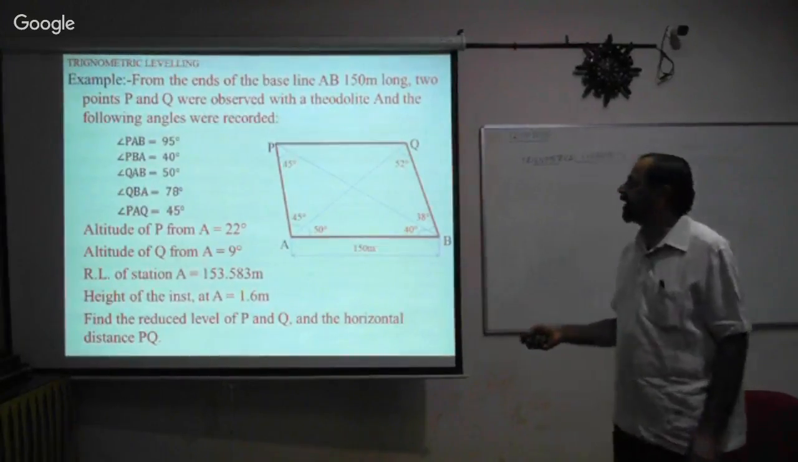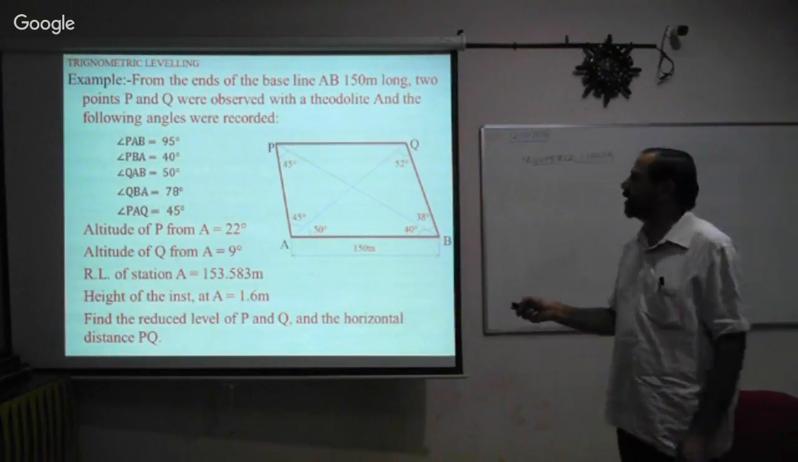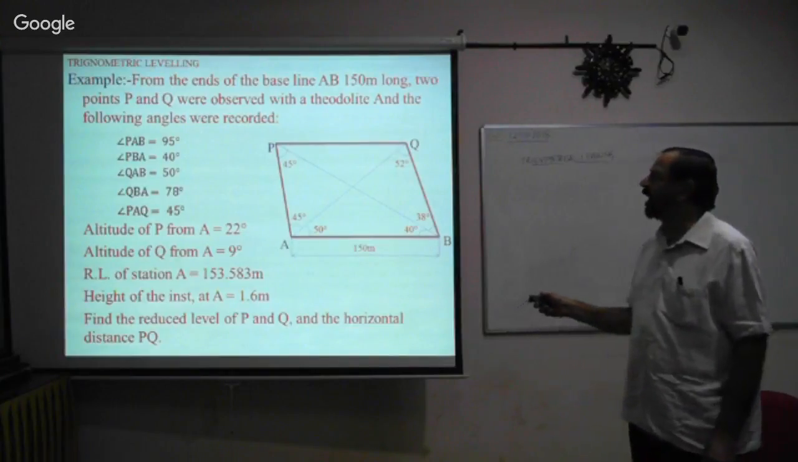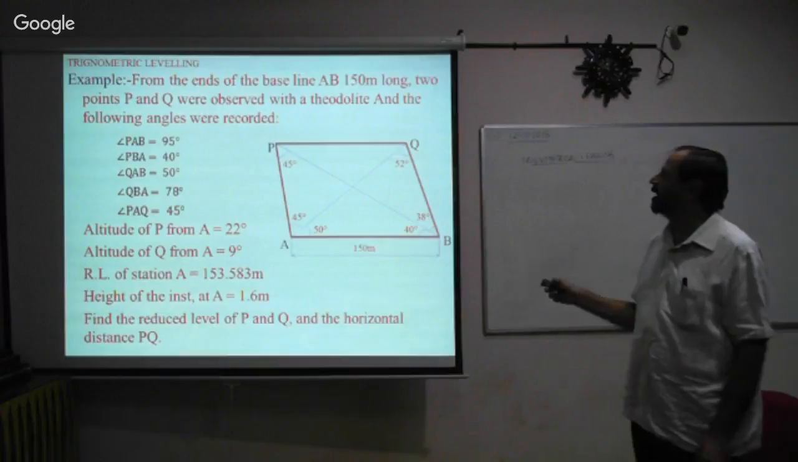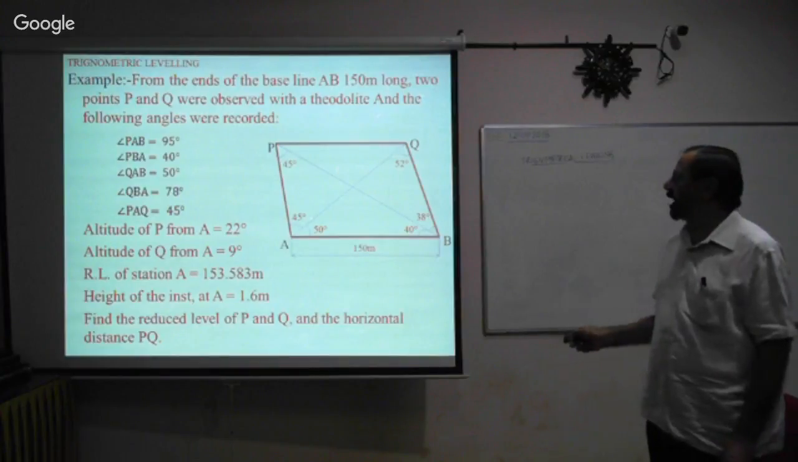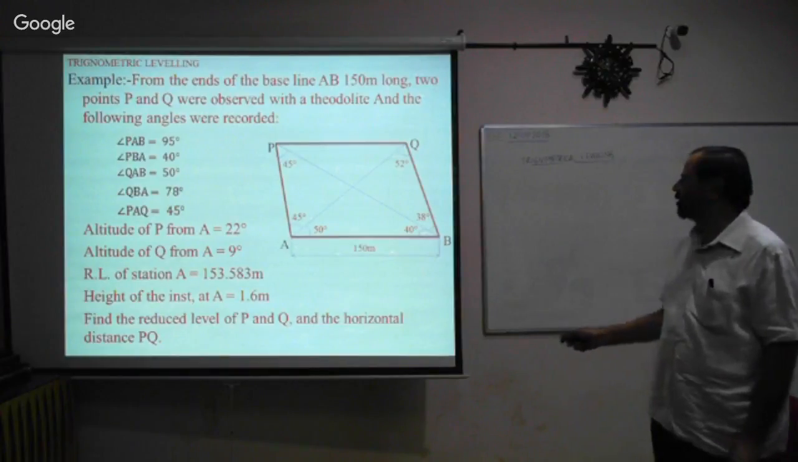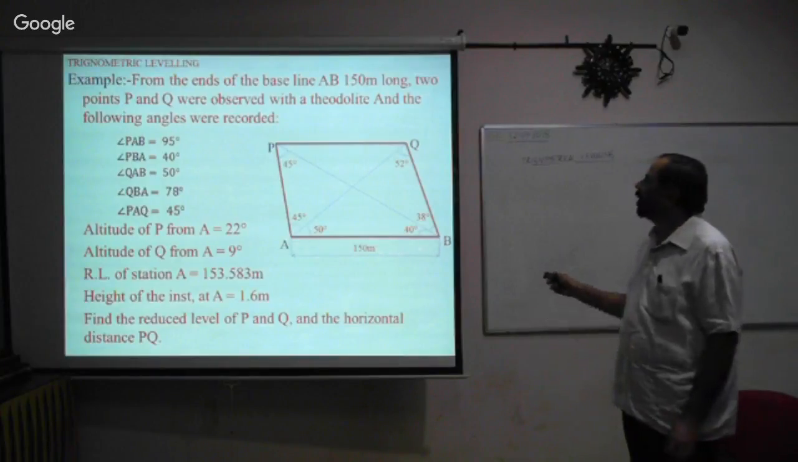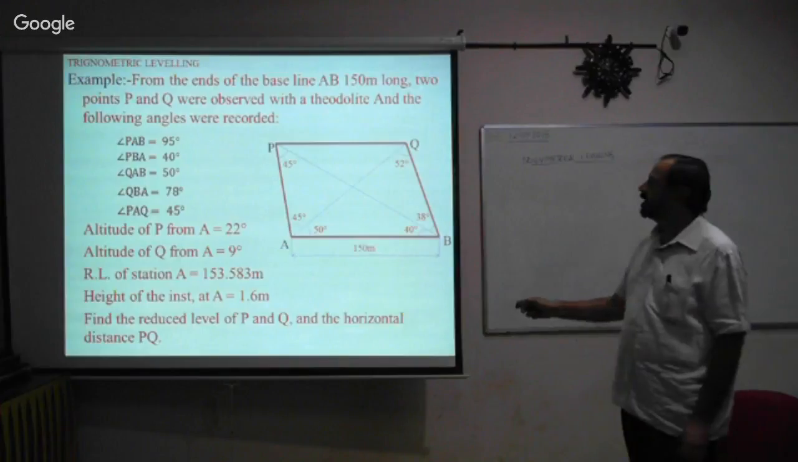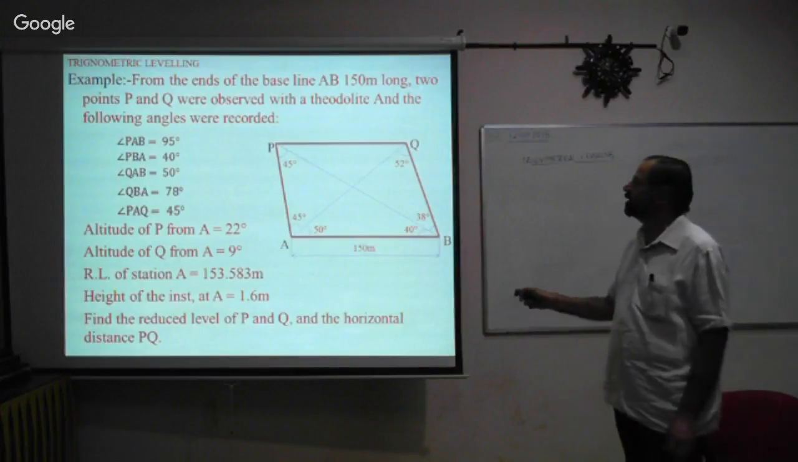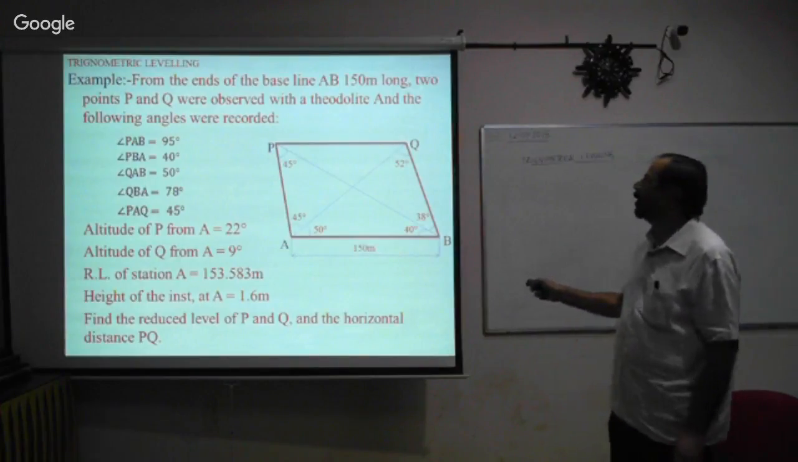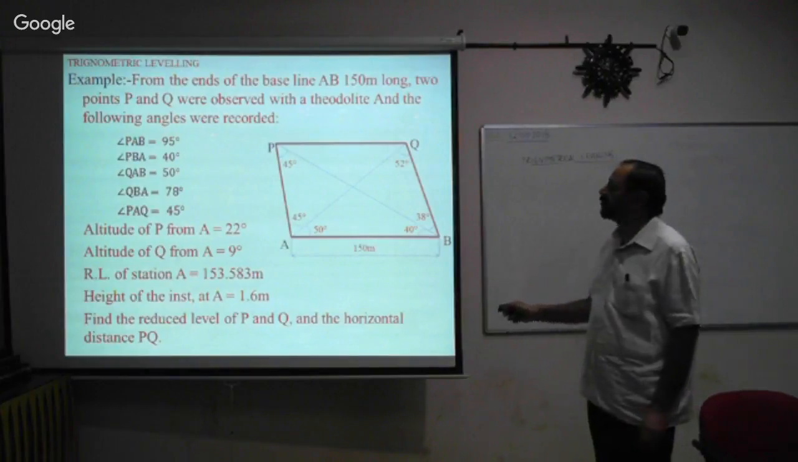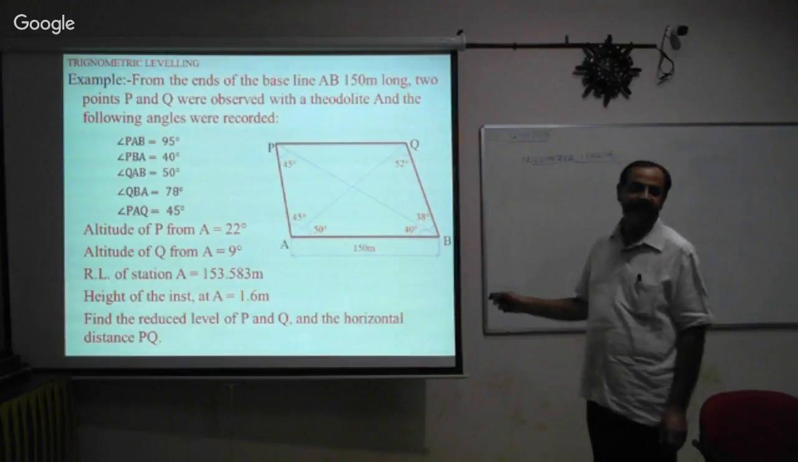Now if we come to the second problem, let us discuss it. Read the problem carefully. From the ends of the baseline AB, 150 meters long, a survey line, two points P and Q were observed with the theodolite, and the following angles were recorded.